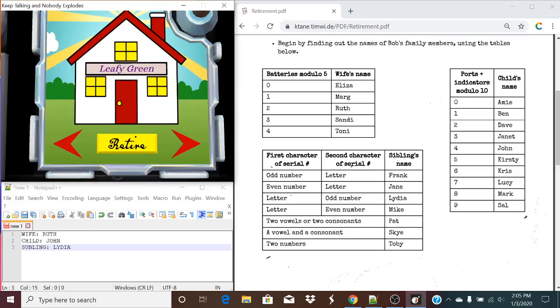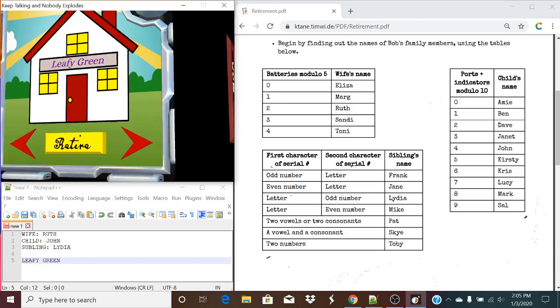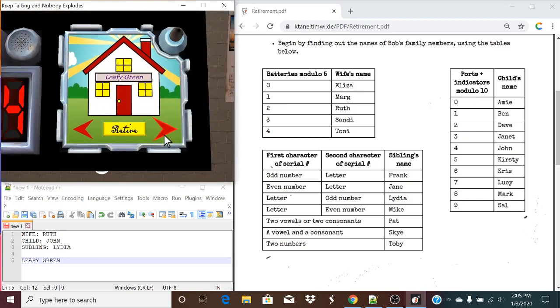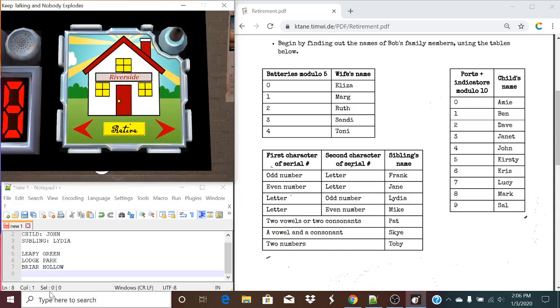Alright, let's get our home names. We have Leafy Green. And the colors don't matter. They're just randomly generated. There's the arrow. Leafy Green. Lodge Park. Briar Hollow. Riverside, and Broadwood.